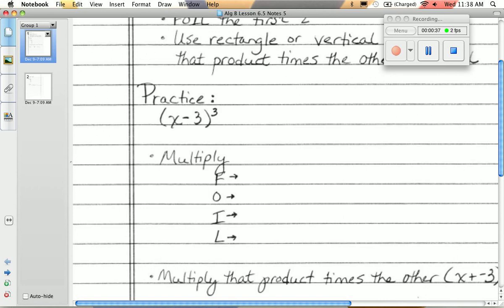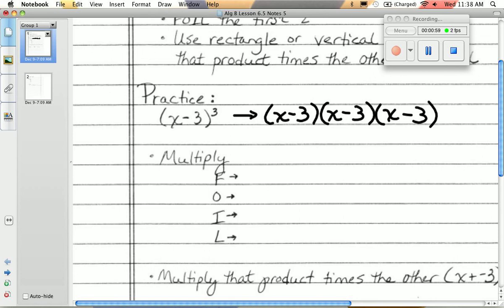We're supposed to multiply x minus 3 to the third power. So first of all, let's write what that really means. What does x minus 3 to the third power really mean? x minus 3, x minus 3, x minus 3. Yeah, we have three polynomials that look exactly alike. They are all x minus 3.